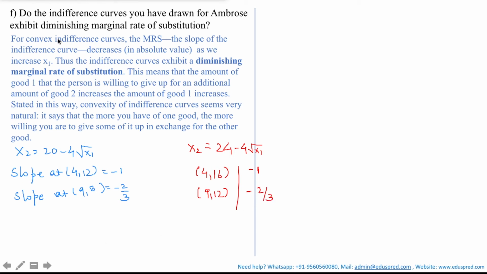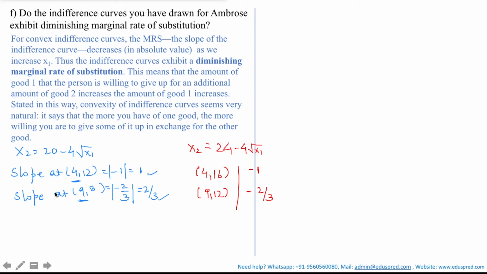Now for the indifference curve to have a diminishing marginal rate of substitution, the slope should be decreasing in absolute value as we increase x1. At the point (4, 12) the slope is -1, and its absolute value is 1. At (9, 8) the slope is -2/3, and its absolute value is 2/3. As I increase my consumption of good 1, my slope should be decreasing. Ambrose is increasing its consumption from 4 units to 9 units, and the slope is decreasing from 1 to 2/3 in absolute values.